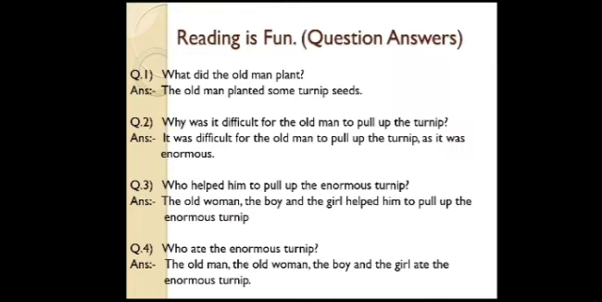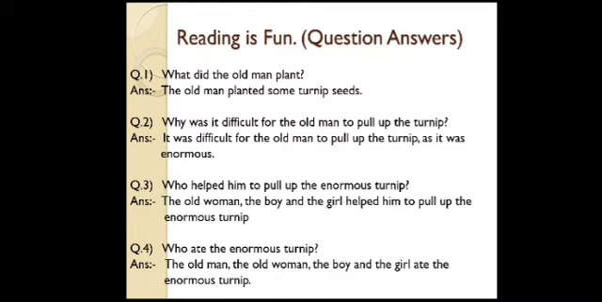Okay, so here are some question answers. First question is that what did the old man plant? The answer is the old man planted some turnip seeds. Look at here, he planted turnip seeds, not enormous turnip. He didn't plant enormous turnip, he planted some turnip seeds. Next question, why was it difficult for the old man to pull up the turnip? It was difficult for the old man to pull up the turnip as it was enormous.